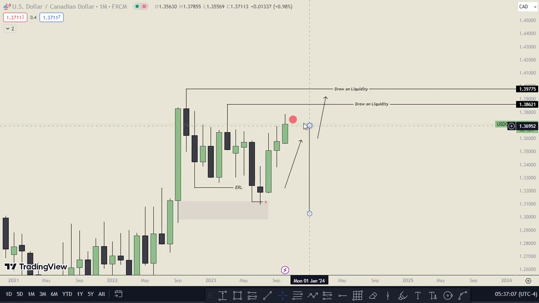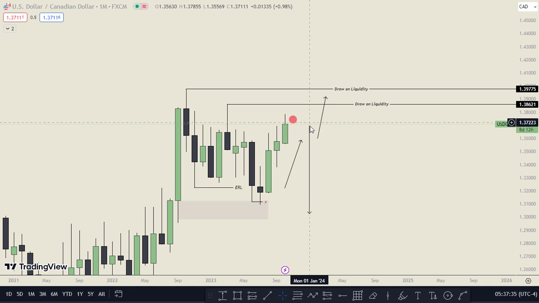So is there a reason for price to go to here? Can we frame this move to here? No, there's absolutely no reason for price to reverse and go all the way to here, right? Maybe there is a chance of 20% or 10%, but we don't capitalize on those moves.